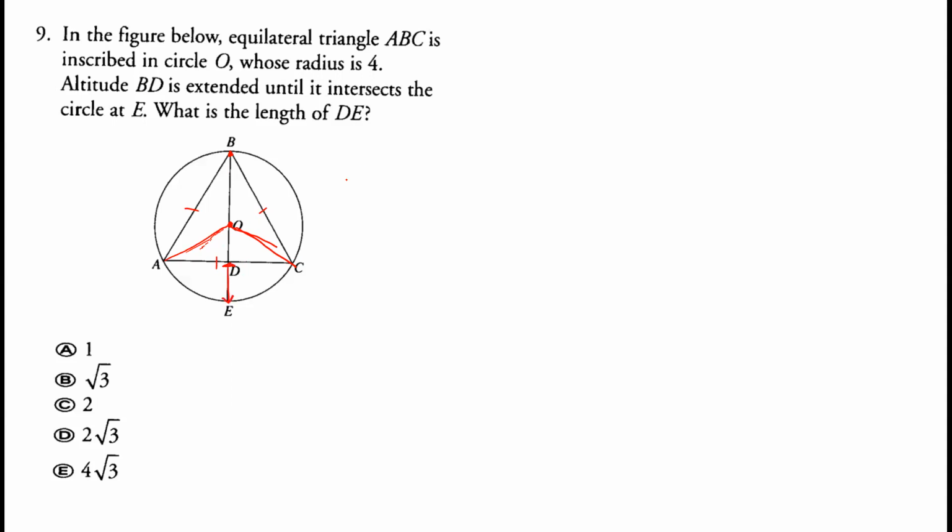We know that the total diameter would be 8. So from B to E, the total length would be 8. So we need to find out D and E. And we know that from O to B, this length is 4. And if we can calculate this length from O to D, then we can also calculate DE. Now from O to A, this length would be 4 because this is the radius.